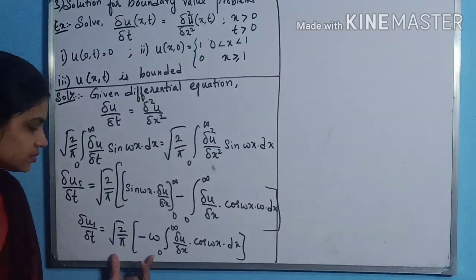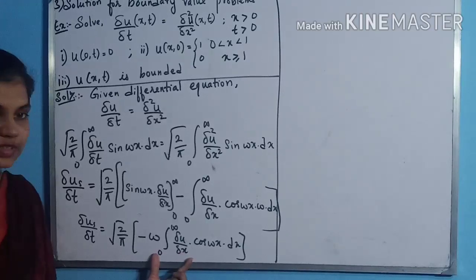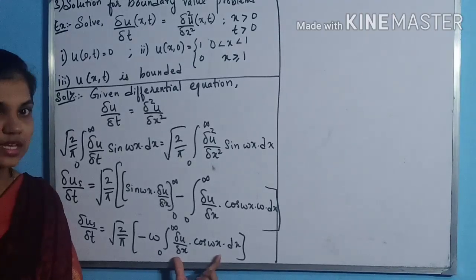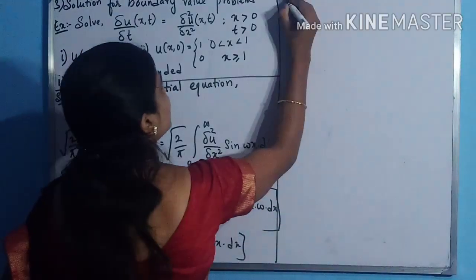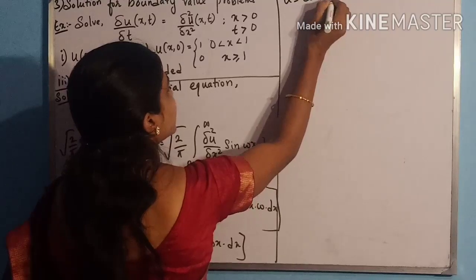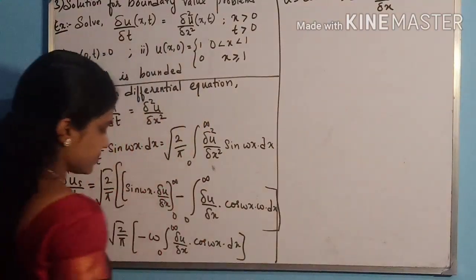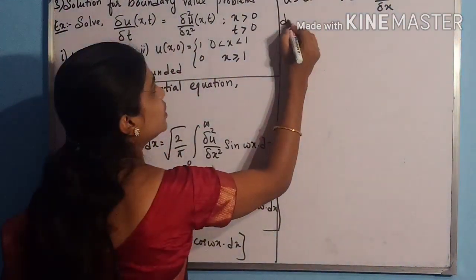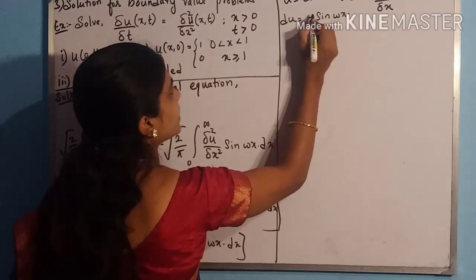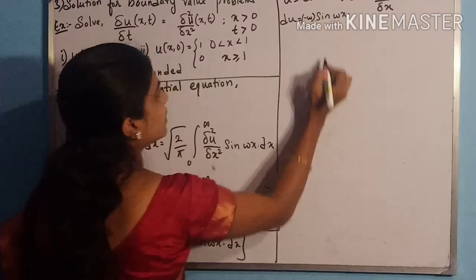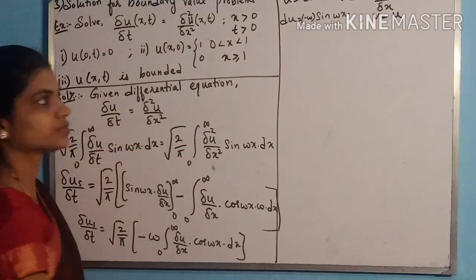Okay. Now I have minus omega into root 2 by pi integration of this. Now I will again integrate this by parts. So what I have here, I have u is equals to cos omega x, dv is equals to delta u by delta x, right? And du is equals to minus sine omega x into omega, or I'll write it as minus omega sine omega x, and v is equal to u.